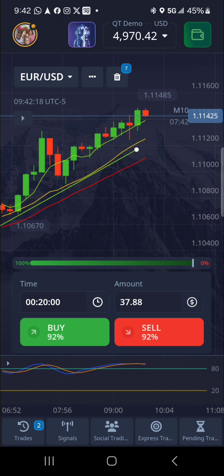You want to do more than one candle. You want to do 2 candles. Give your prediction time to operate.